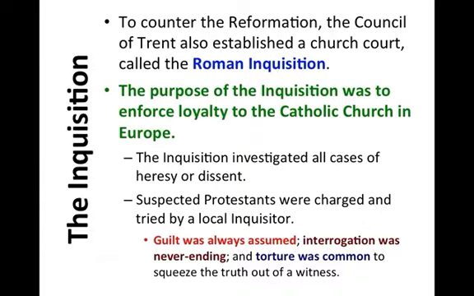Suspected Protestants were charged and tried by a local inquisitor or judge. Please understand that guilt was always assumed. If you were accused of heresy or dissent against the church, it was assumed that you were guilty. You were interrogated and tortured until you admitted that you had spoken out against the church or been caught with one of these banned books. Also, the testimony of neighbors was enough to convict you. So if one person accused you of it and another agreed, whether or not they were telling the truth, that was often enough to make you found guilty.